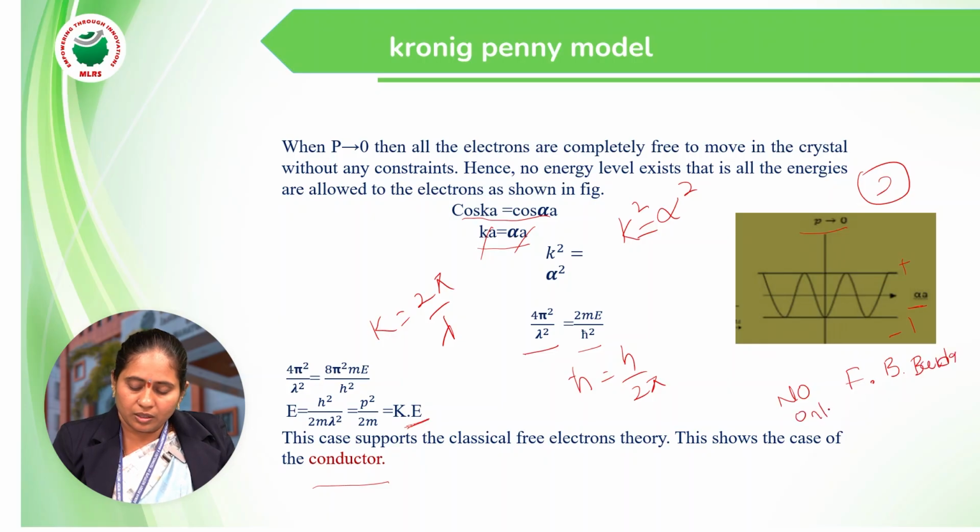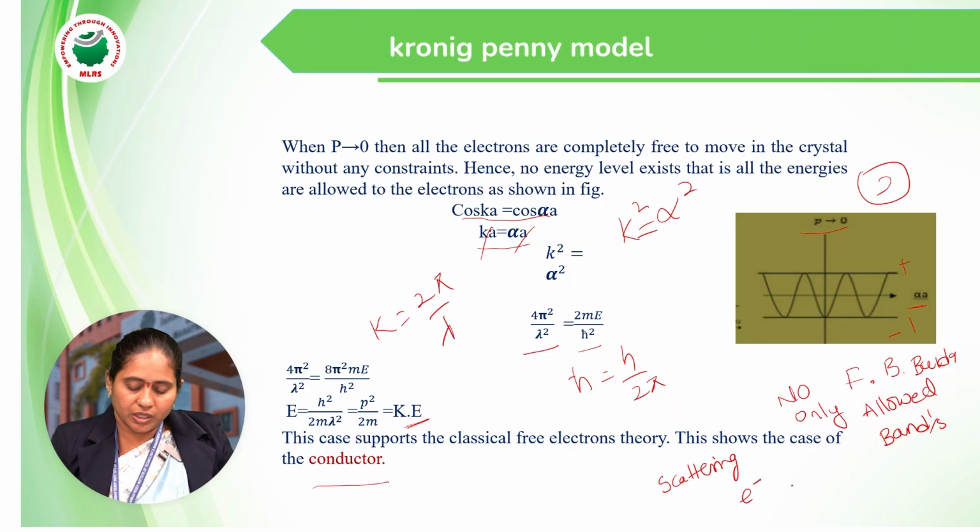Only allowed bands are there. No forbidden bands, only allowed bands are there for scattering power tends to 0. What will say the scattering power? Scattering power says the strength of the electron which is attracted towards the nucleus. That is, if it is 0, there is no restriction on the electron. If it is infinity, the electron is bounded with the nucleus.